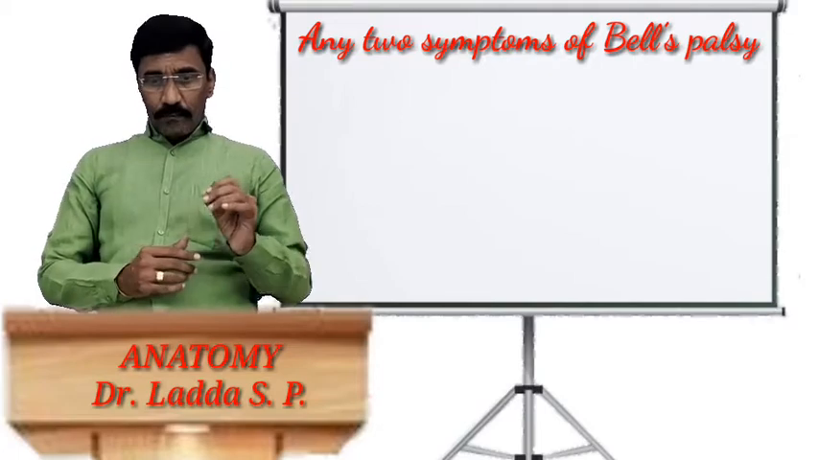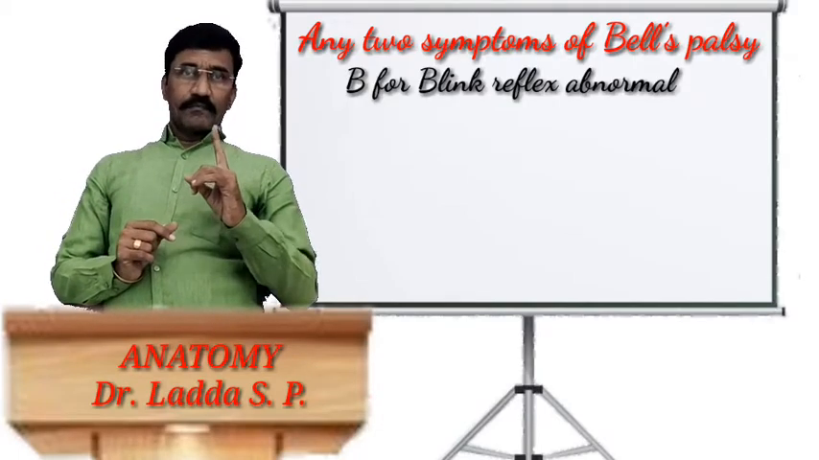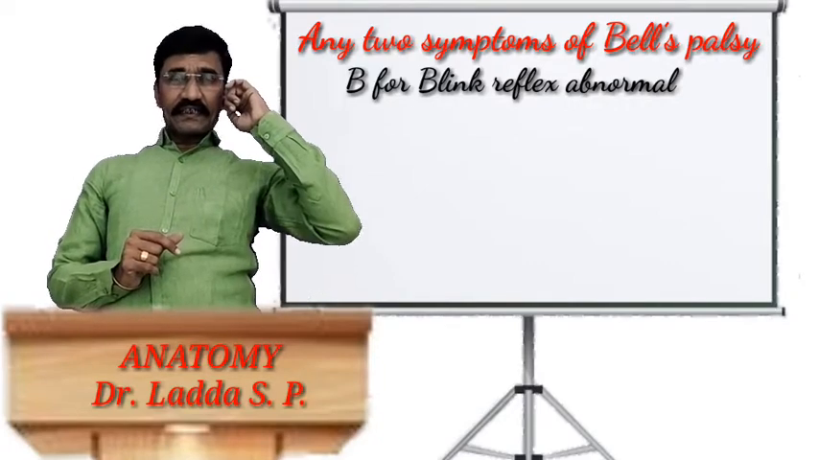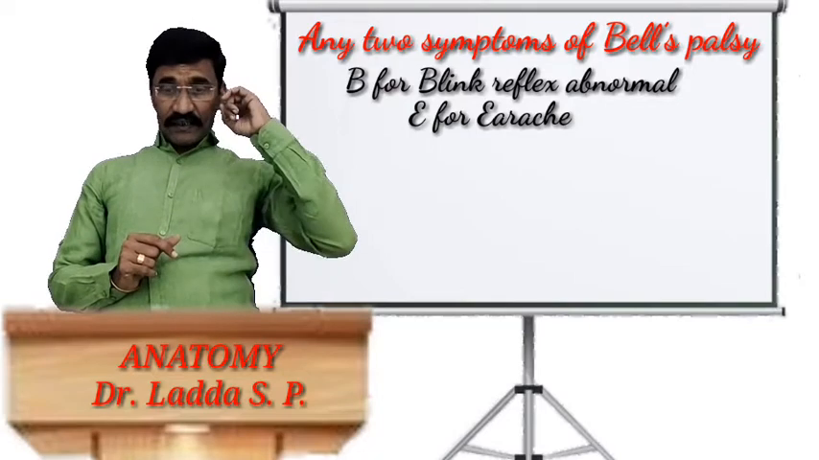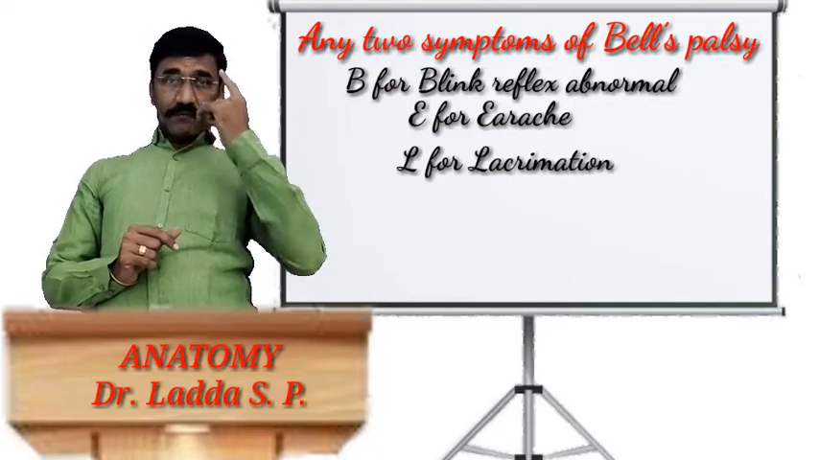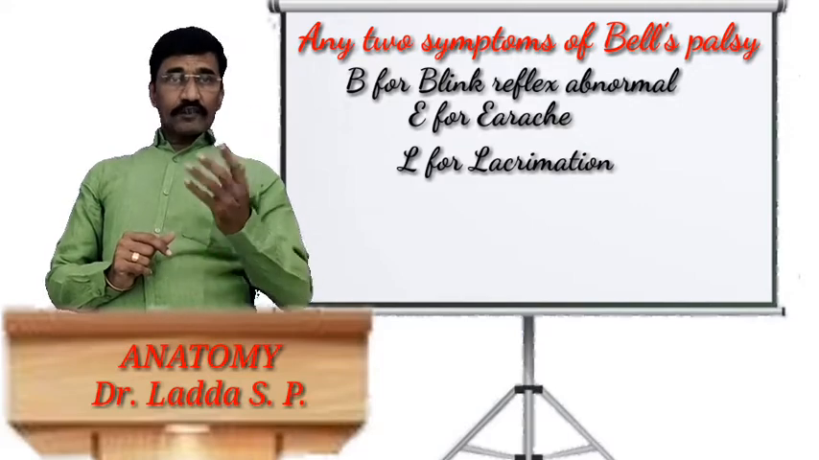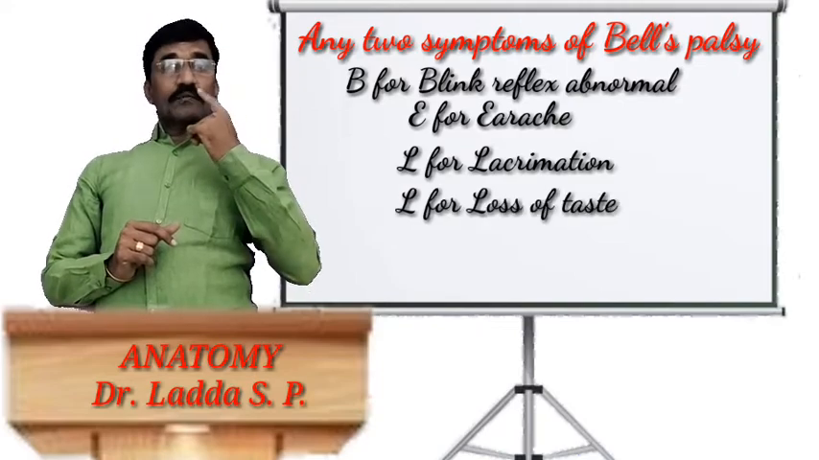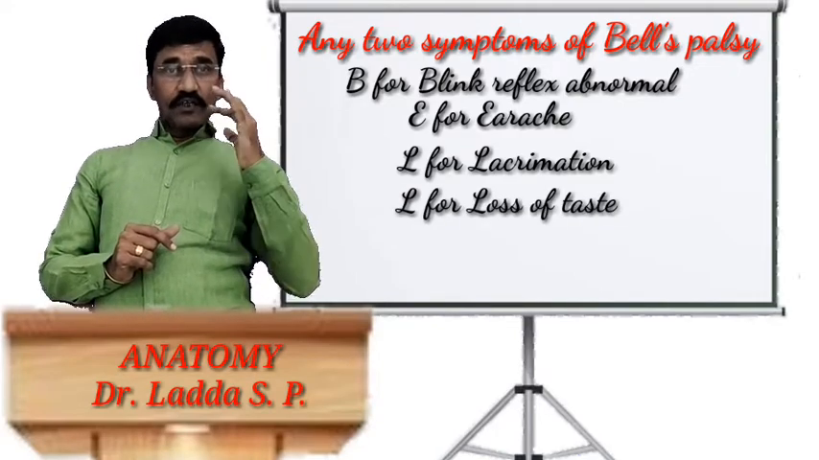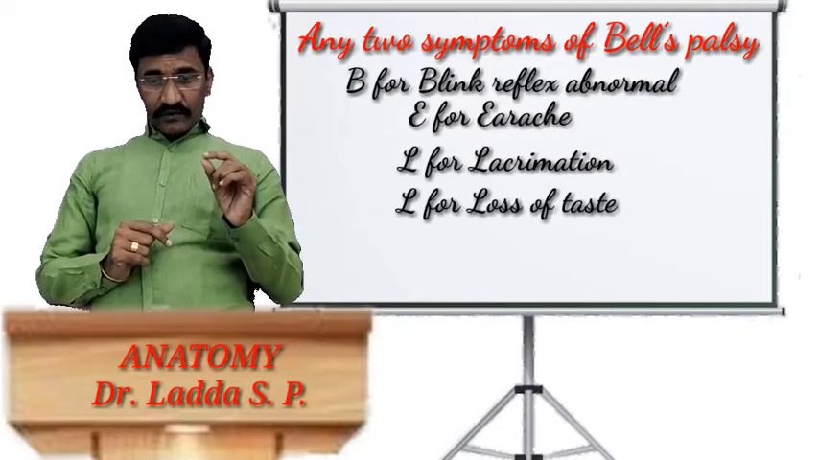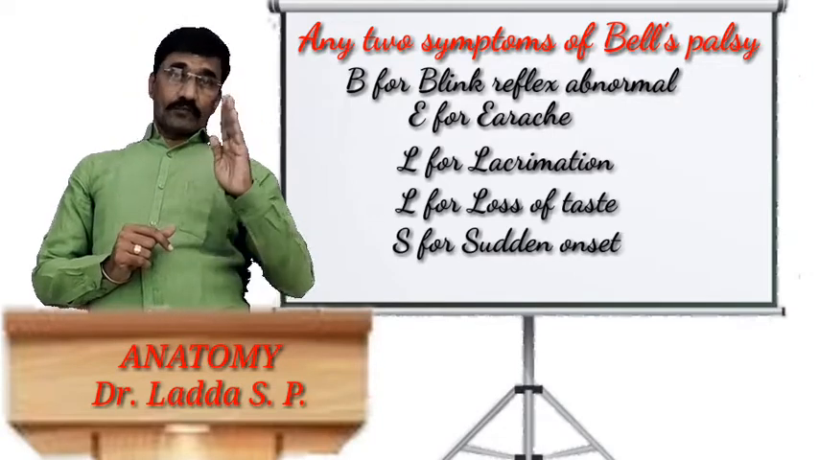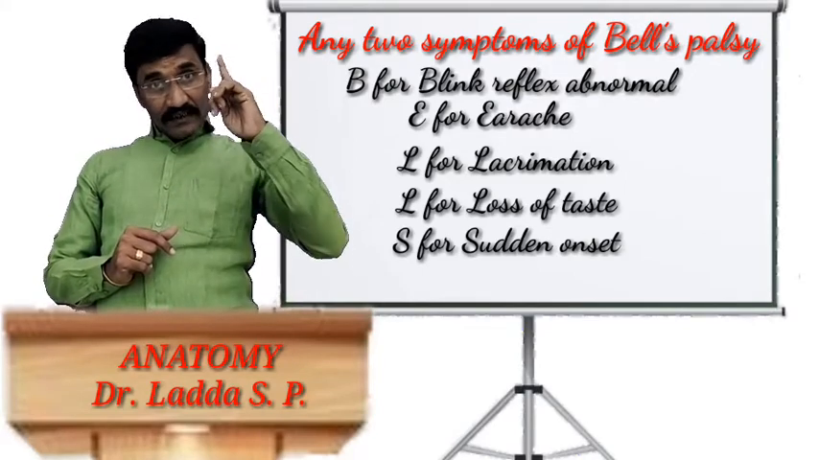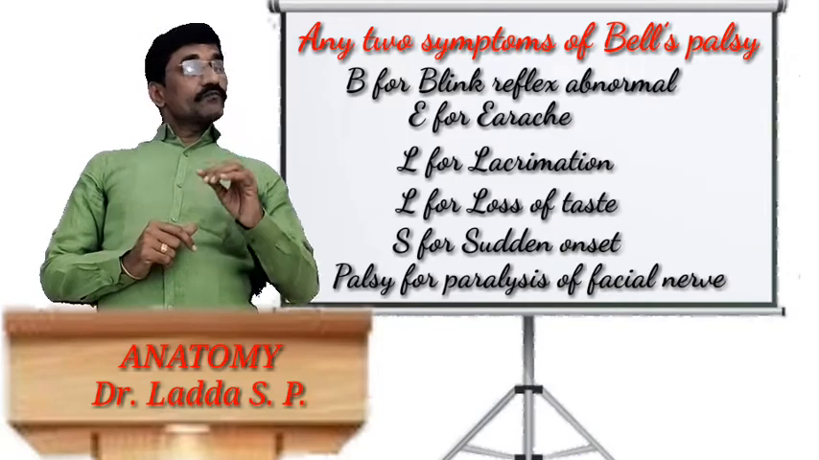B stands for blink reflex abnormal. Second one is E, erect. Third one is L, lacrimation, as it is a paralysis of facial nerve. Fourth one is loss of taste. And your S for sudden onset of the symptoms. And lastly the P for paralysis of facial nerve.